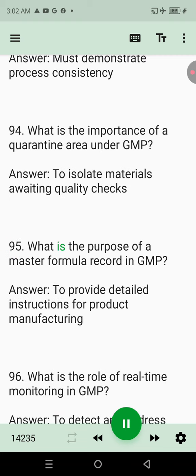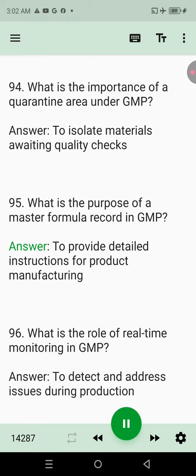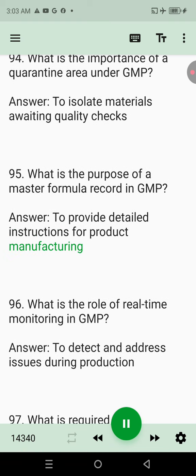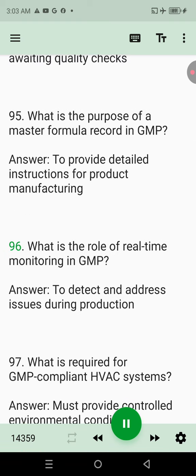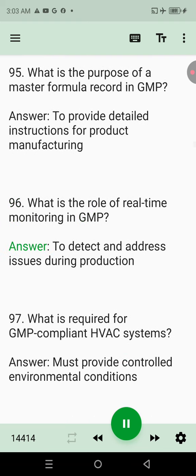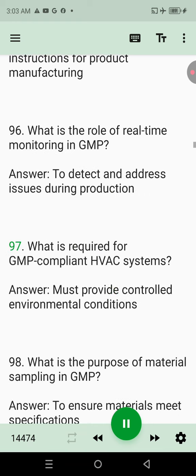95. What is the purpose of a master formula record in GMP? Answer: to provide detailed instructions for product manufacturing. 96. What is the role of real-time monitoring in GMP? Answer: to detect and address issues during production.